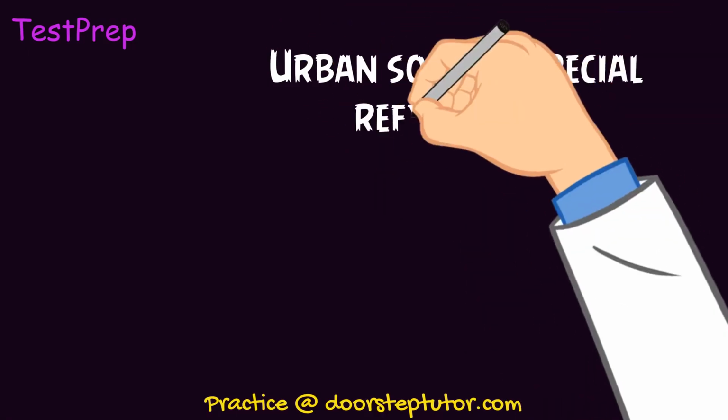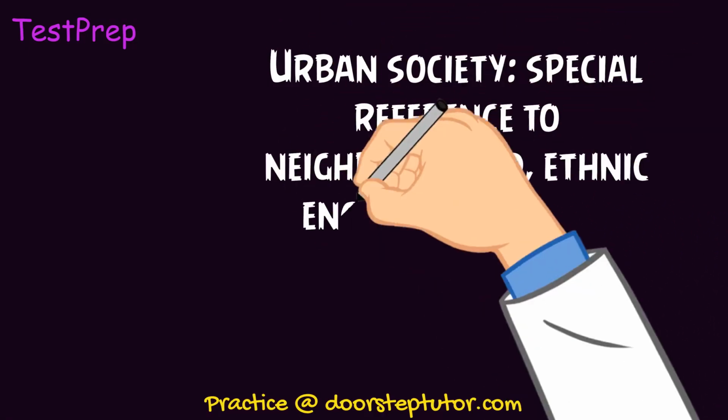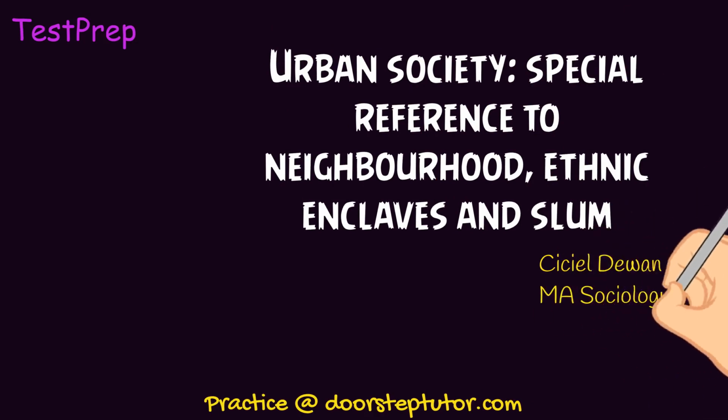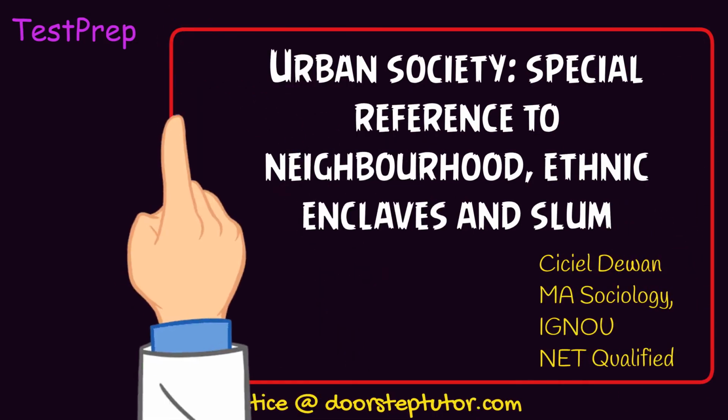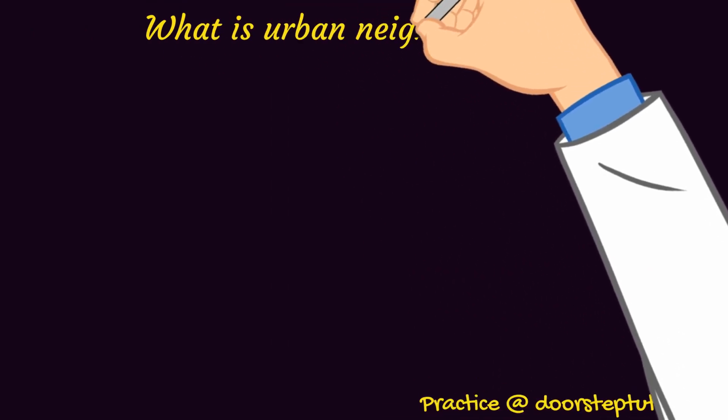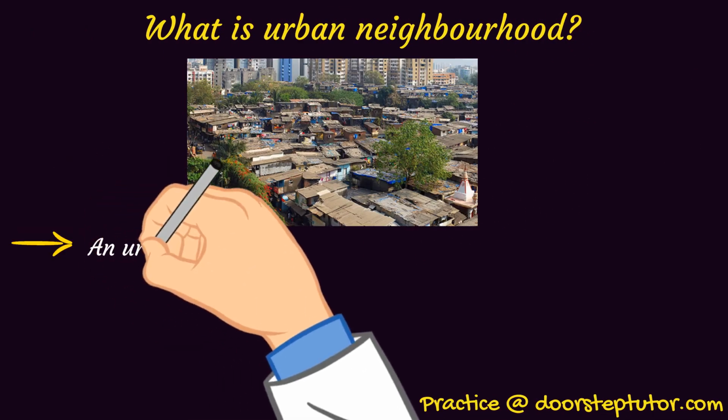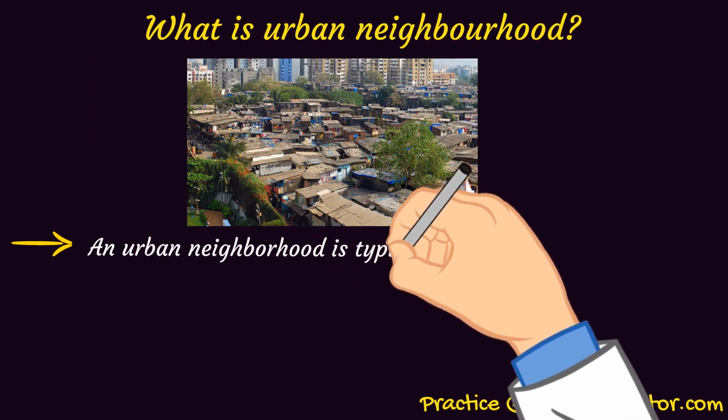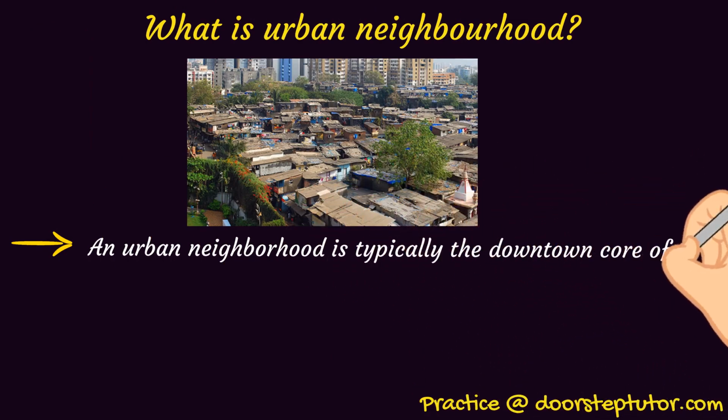In today's video, we're going to discuss urban society with special reference to its neighborhood, ethnic enclaves, and slums. What is an urban neighborhood? An urban neighborhood is typically the downtown core of a modern city.